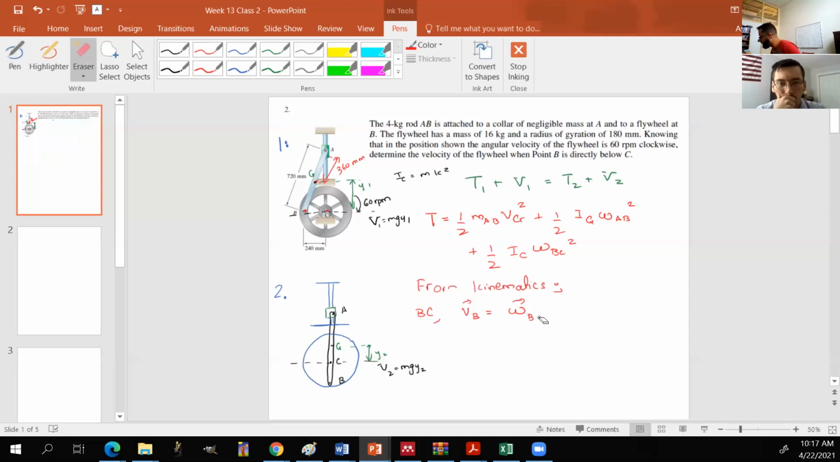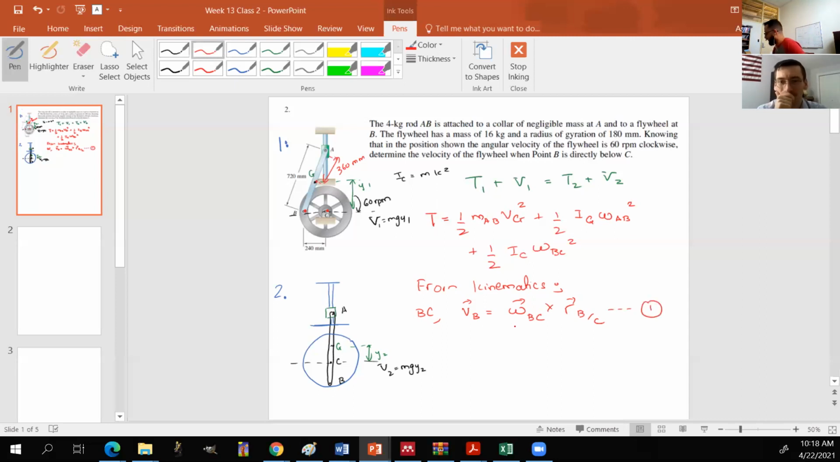How are you guys feeling about rigid body kinematics, by the way? Interesting. Confident or need more practice? Definitely could always use a little bit more practice.